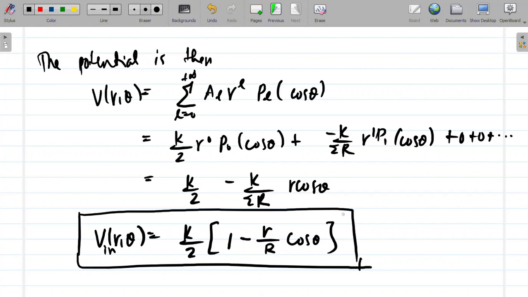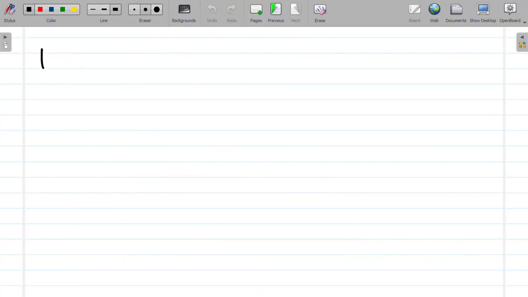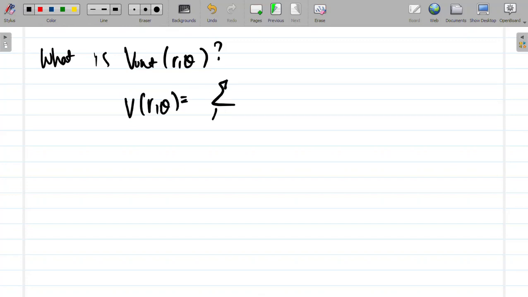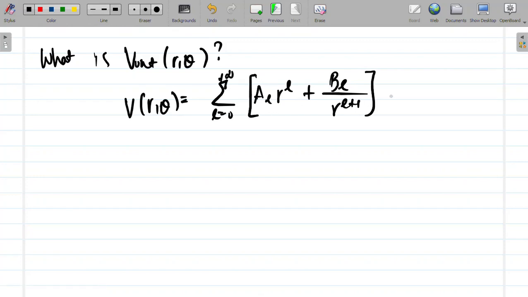So, now, class, given the same system, ano naman yung potential outside? Meron yan. May potential outside siya. So, what is V out of R theta? So, babalik ulit tayo sa umpisa, class. So, V of R theta equals summation L equals 0 to positive infinity, A sub L R to the L plus B sub L over R to the L plus 1, PL of cosine theta. Okay, so outside na tayo, class, 'di ba?